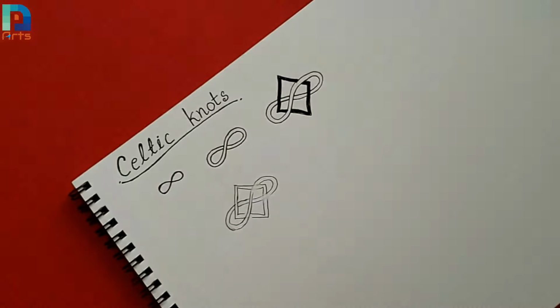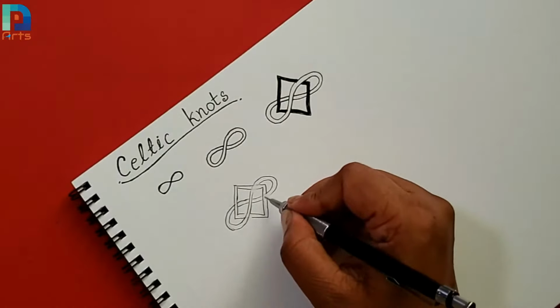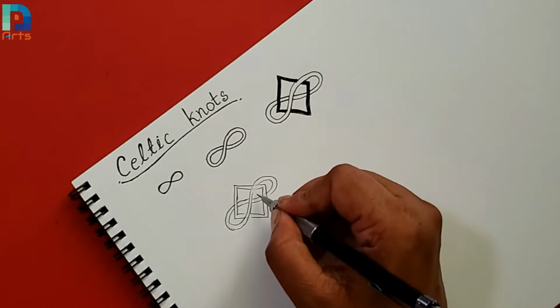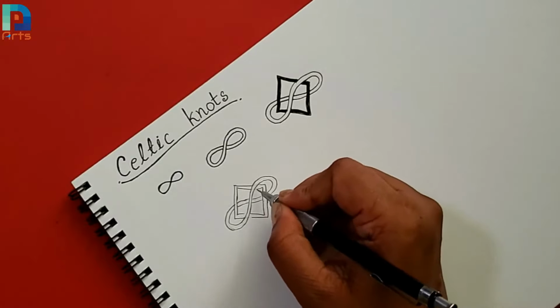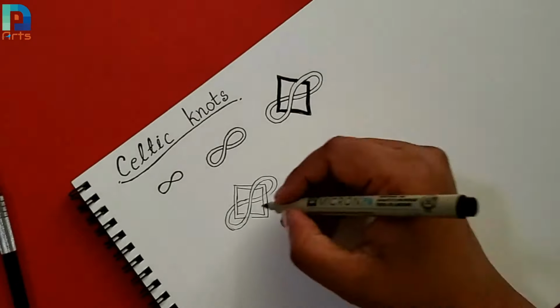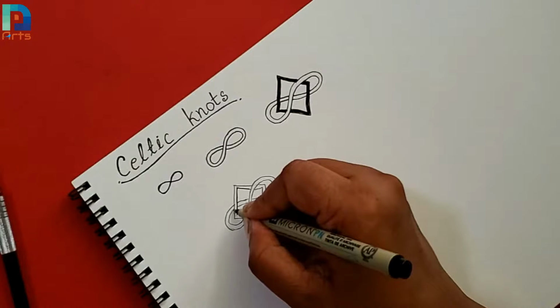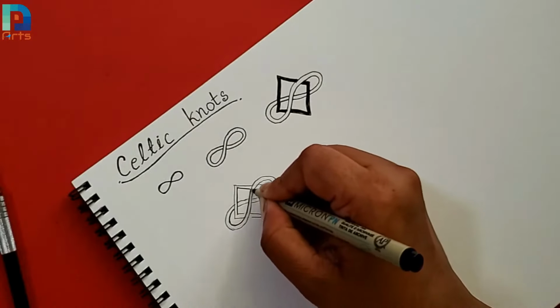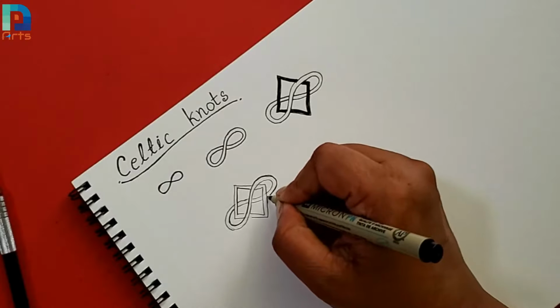So I would suggest you to draw all these Celtic knots first with the pencil and then trace it with the pen. In that way, it becomes easier to draw the over and under concept easily.